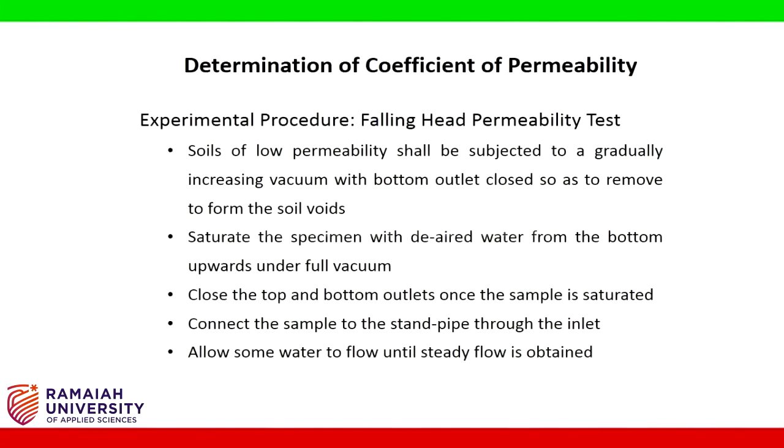Falling head permeability test. Soils of low permeability shall be subjected to a gradually increasing vacuum with the bottom outlet closed so as to remove air from the soil voids. Saturate the specimen with de-aired water from the bottom upwards under full vacuum. Close the top and bottom outlets once the sample is saturated. Connect the sample to the standpipe through the inlet. Allow some water to flow until steady flow is obtained.